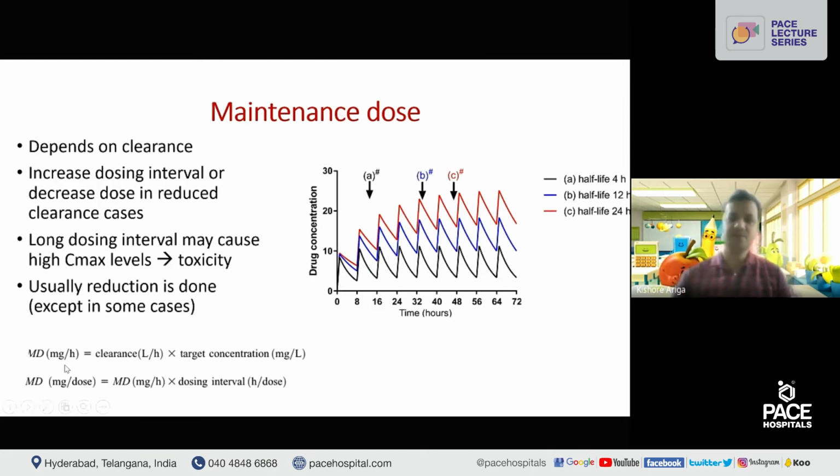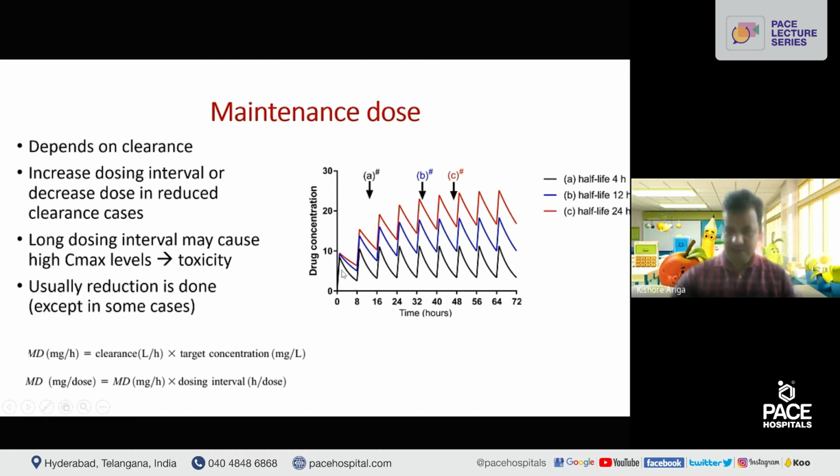Coming to the maintenance dose, it depends on clearance. If the clearance is decreased, more of the drug is retained in the body. So to prevent toxicity, we need to decrease the drug dose or increase the dosing interval. Okay. So what will happen if you continue to give the drug at the same dose, as I've already explained?